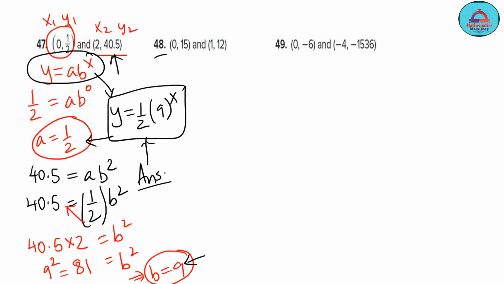And let us do one more question, that is 49 here, just to give you that extra confidence and extra practice. So y equal to a multiplied with b to the power x. Again, as you see, we are going to be following the same steps. Let's use the first point x1 y1.